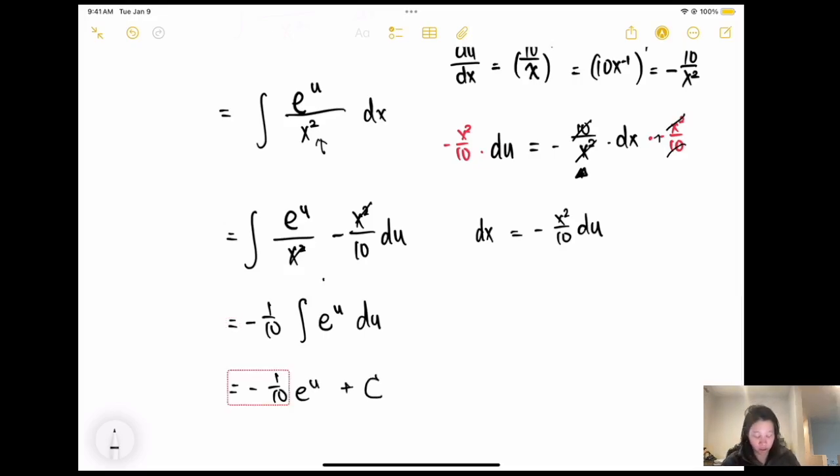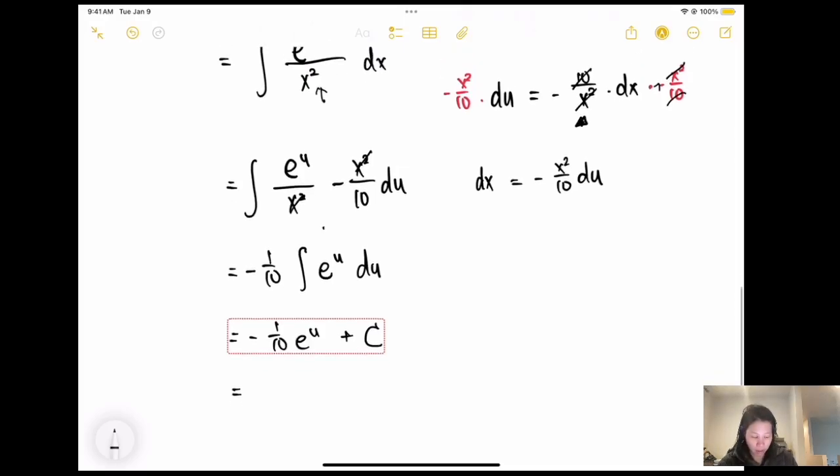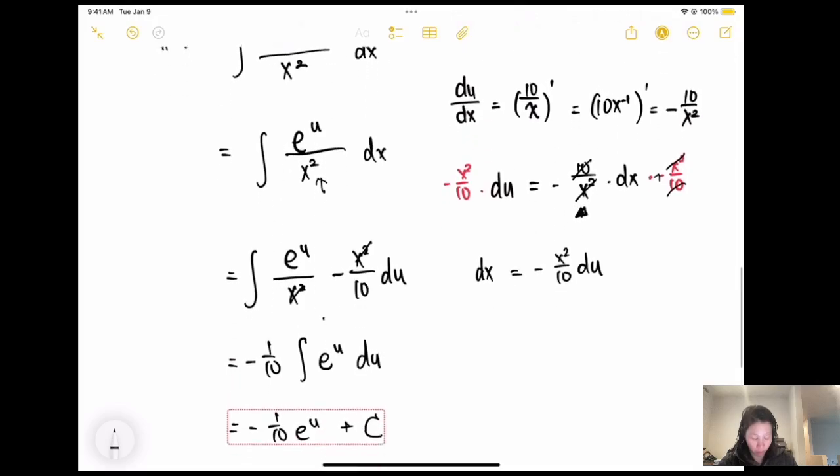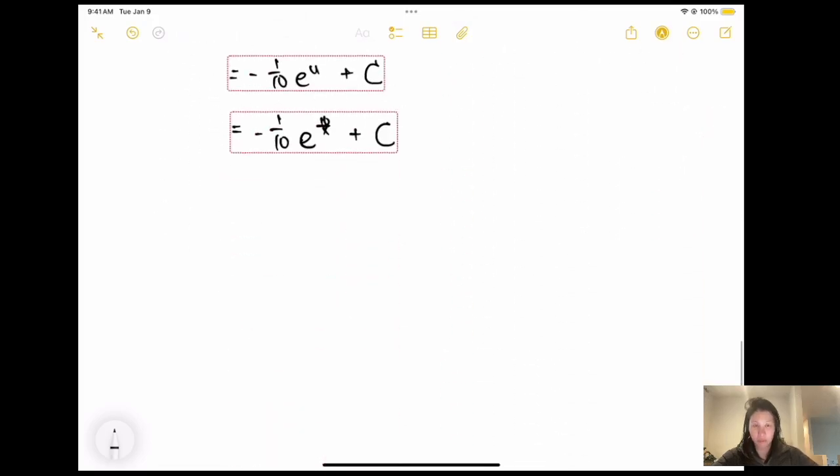Don't forget the constant term. Because when I checked your homework last week, lots of students forgot about the constant term. I left you a comment to remind you that, hey, you forgot about that. All right, and now we need to substitute the u back, which is u equals 1 over x. Okay, so that's it for number 4.